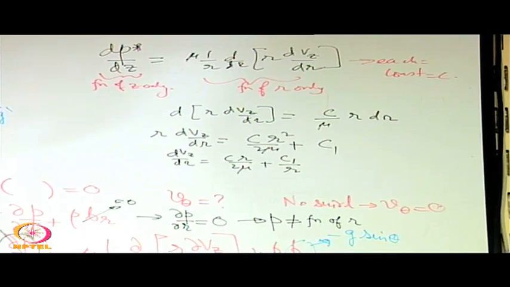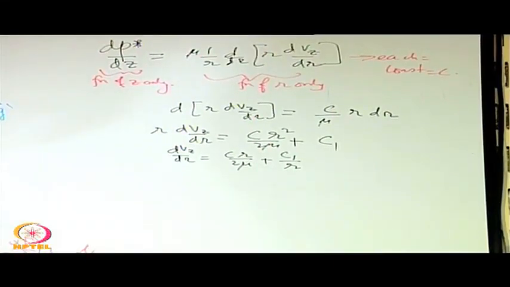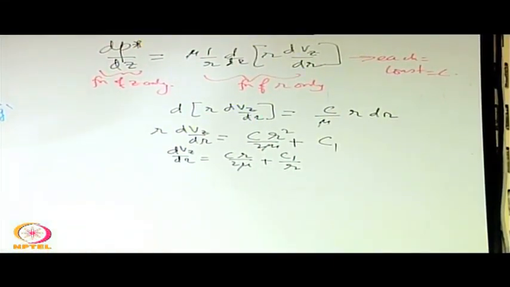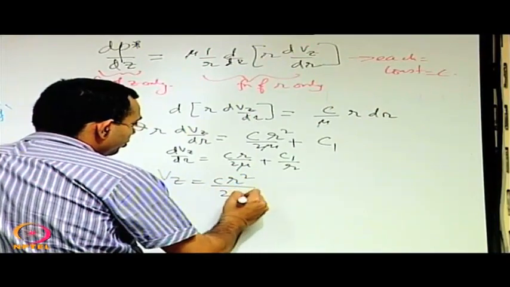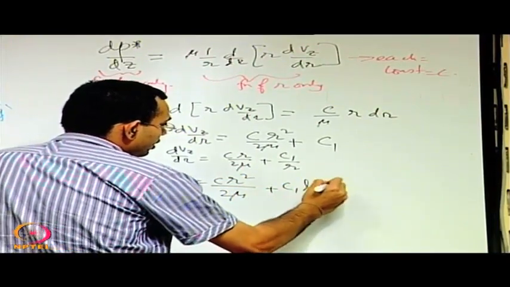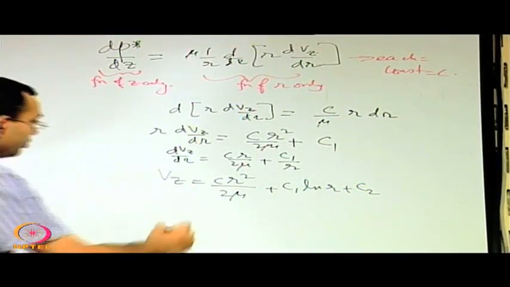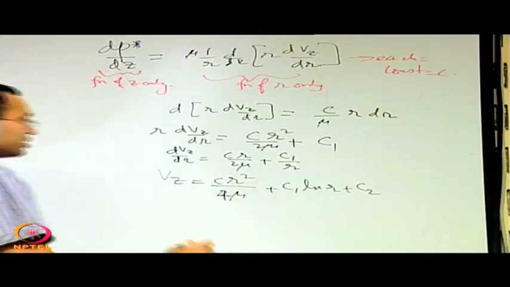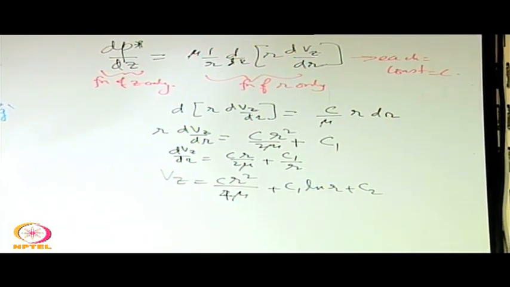So you may integrate it once more. If you integrate it once more, you will get Vz as a function of R. So let us do that. So you have Vz equal to C R square by 4 mu plus C1 ln R plus C2. Now C1 and C2 are the constants of integration that we have to find out from the boundary conditions.